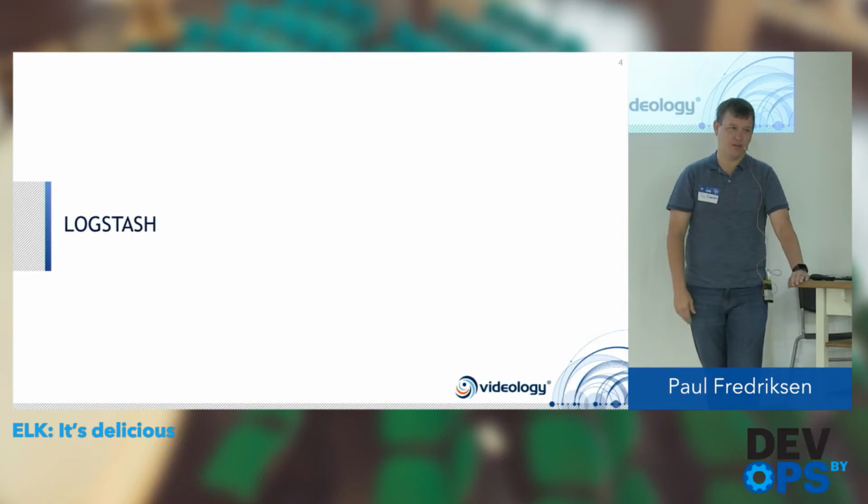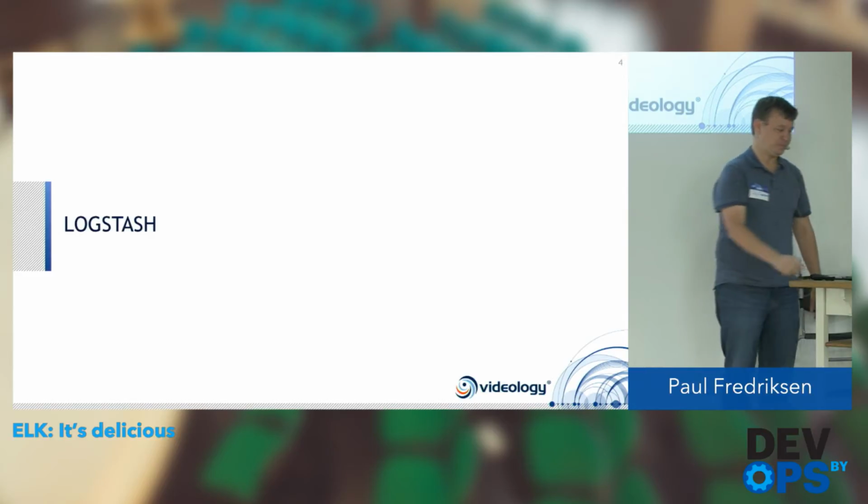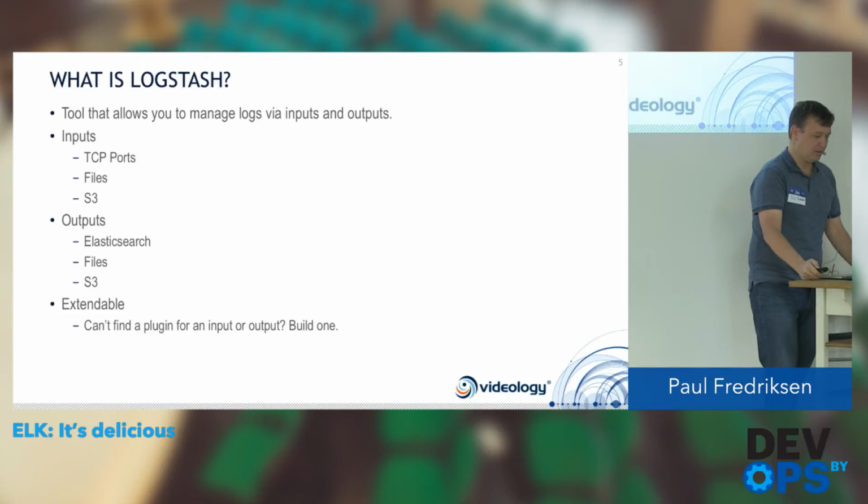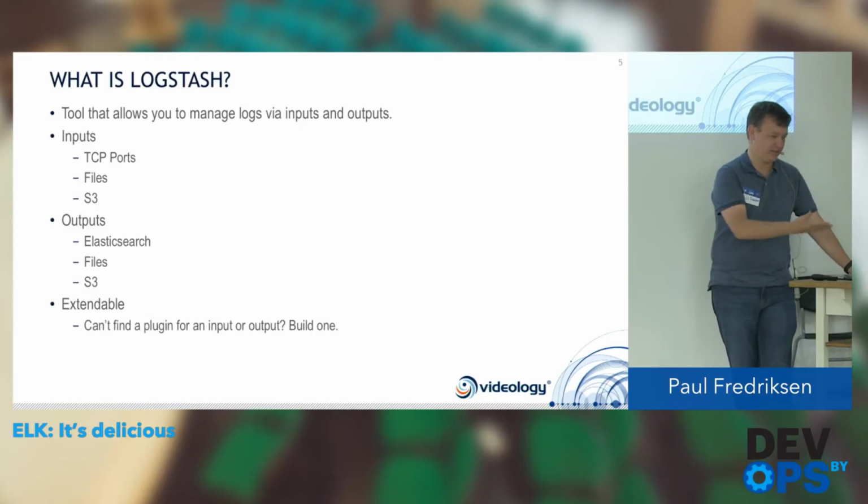The complicated part of ELK is Logstash. This is the piece where you're actually telling an operating system, on an instance, what information you want to send into Elasticsearch. This is basically turning all of your log files into a JSON document and dumping it into Elasticsearch. What is Logstash? It's a tool, like I said, that allows you to manage logs via inputs and outputs.